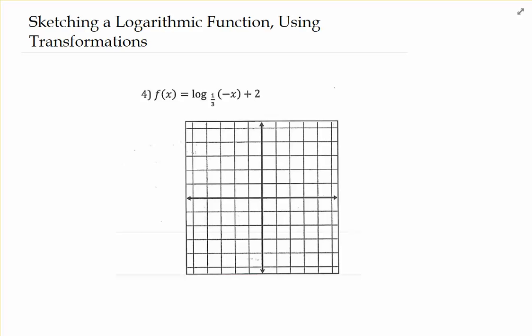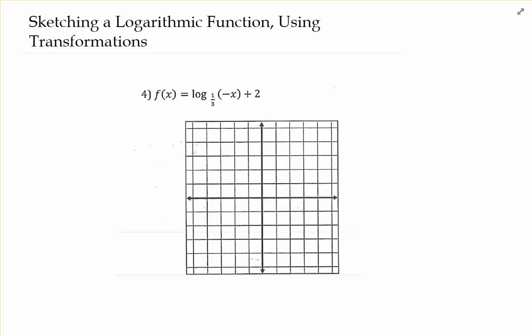This actually happens to be example number 4 on page 5 of the section 6.4 note packet. I'm going to go ahead and show you how to sketch the graph of f of x equals log base 1/3 of negative x, and then trailing at the end is plus 2.